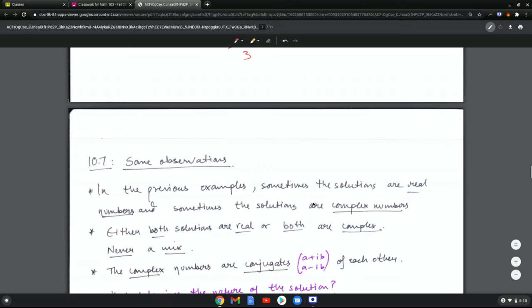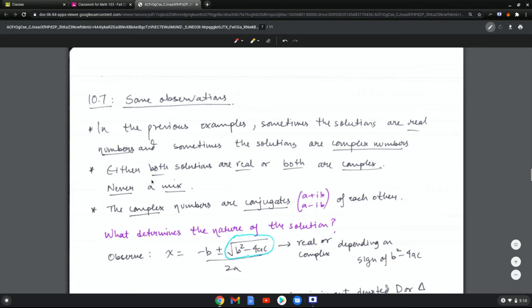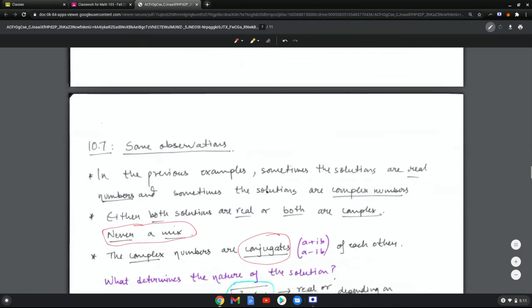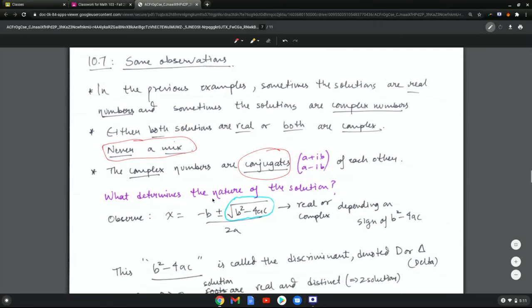Now in these previous examples, sometimes the solutions are real, sometimes the solutions are complex numbers. Another observation is that either both the solutions are real or both of them are complex. It's never a mix. The complex numbers are conjugates of each other. Recall conjugates, we defined that when we learned complex numbers. Let me go back here. The two solutions that we found here, see these are plus and minus, plus and minus. So they are conjugates of each other. So one question to ask here is what determines the nature of the solution? And by nature, we mean real or complex.